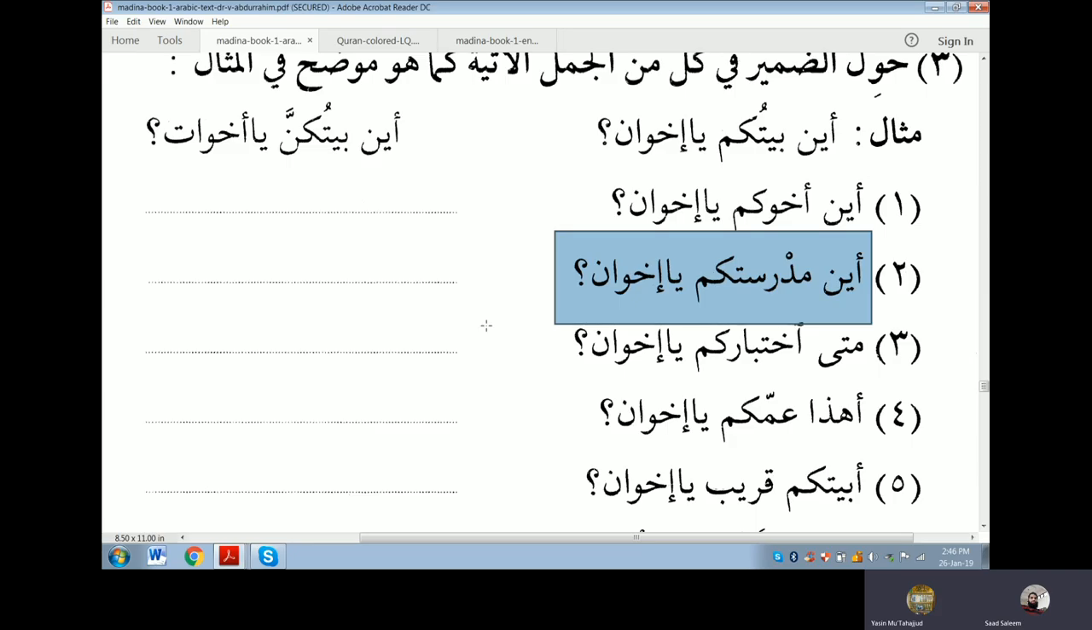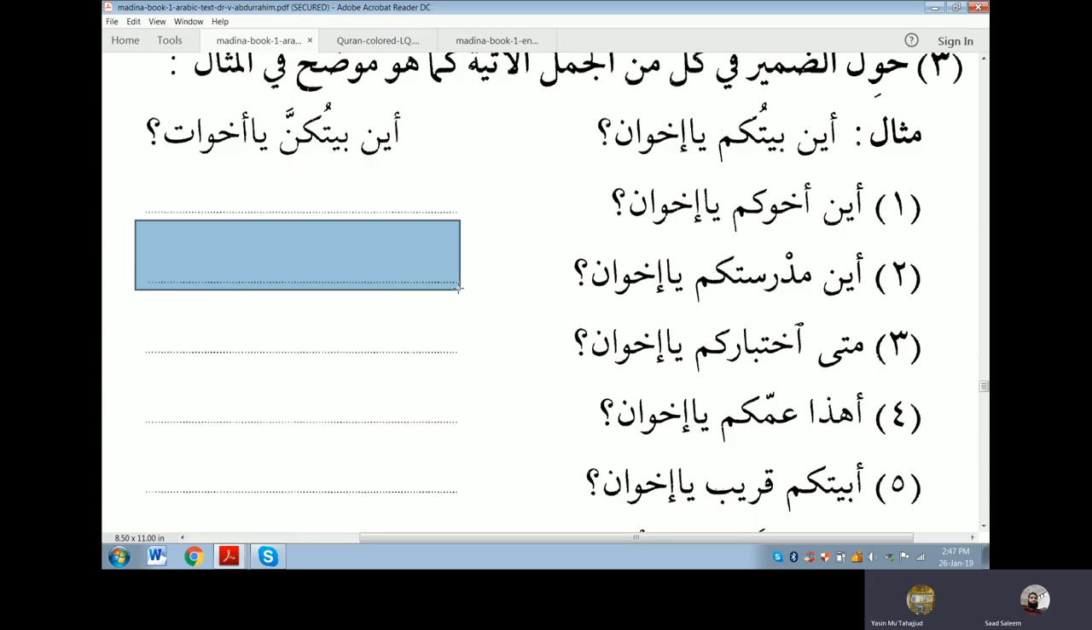Aina madrasatukum ya ikhwan? Where is your school, O brothers? Aina madrasatukunna ya akhawat? Where is your school, O sisters?